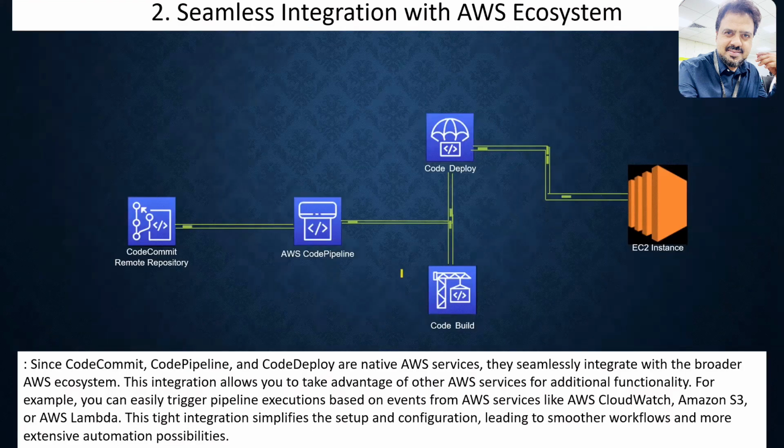Second is the seamless integration with the AWS ecosystem. The services like CodeCommit, CodePipeline, CodeDeploy, and CodeBuild are all AWS native. Integrating with other AWS services like EC2 instances or EKS within AWS makes it much easier.